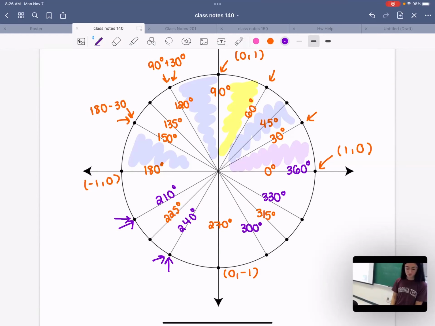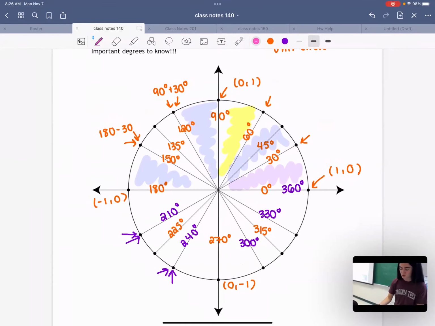Now, I don't know if it's obvious to you yet, but I don't think I explicitly explained this. How would I find the angle 135 without finding the middle of 90 and 180?